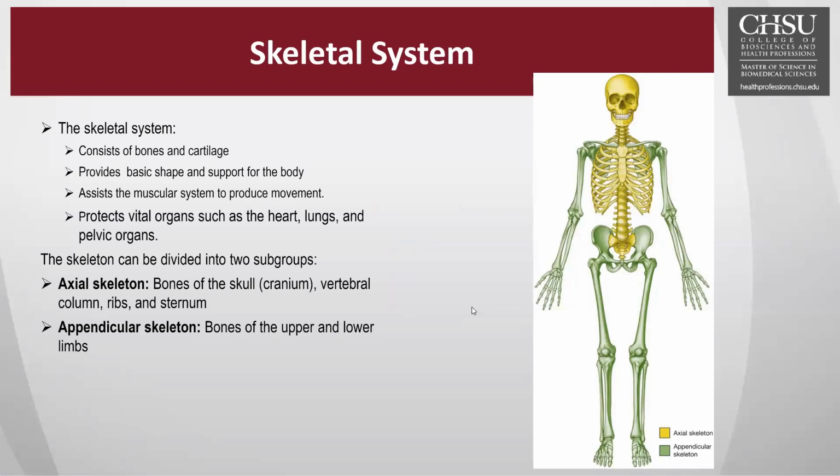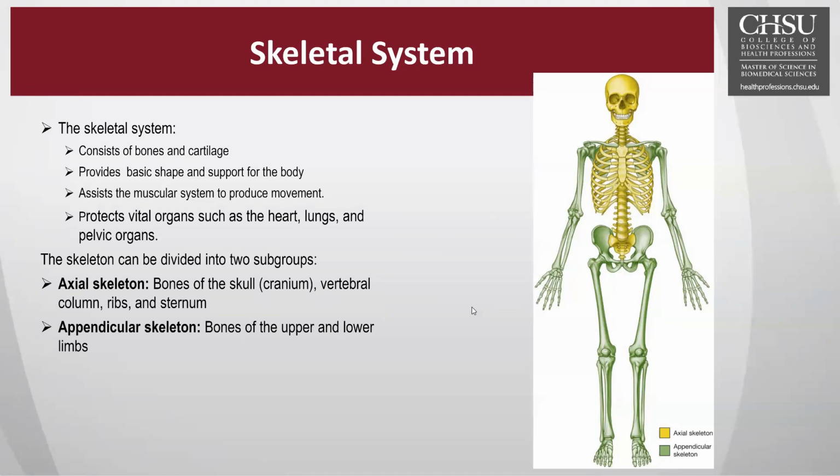System. This is all the cartilage and bones of the body. What's the major function of the skeletal system? Structure, support. Hold the body up, is that what I heard? Okay, yeah, so hold the body up. Also things like blood cell production, where we have hematopoiesis in the bone marrow. So it gives basic shape, support, assists the muscular system for mobility, and also protects our vital organs, like the heart and lungs that are in the thoracic cavity.